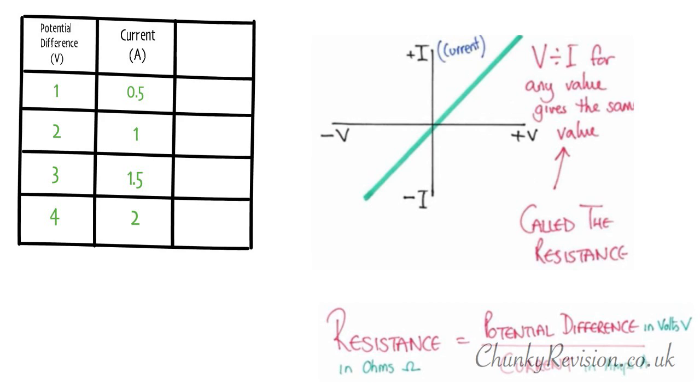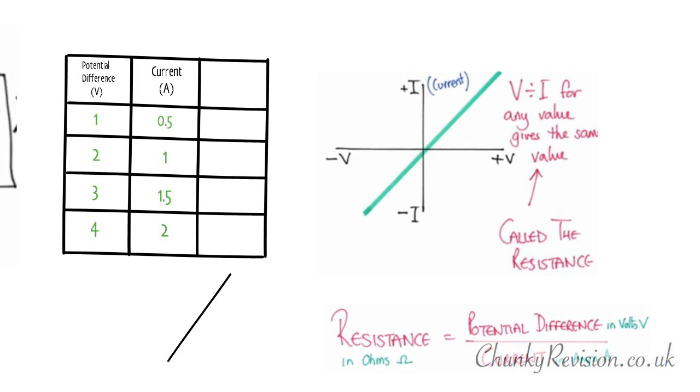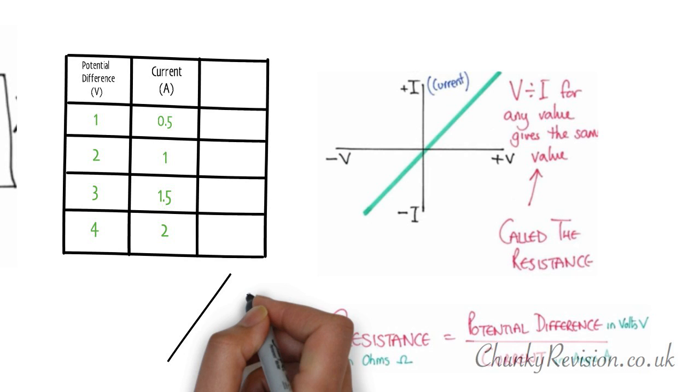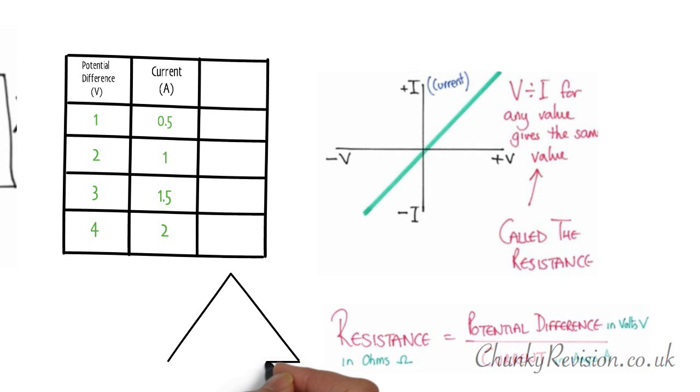The link between current and potential difference can be written as a formula. Resistance equals potential difference divided by current. If you divide the potential difference by the current, you will always get the same value for that component. This value is called the resistance. If you measure the current in amps and the potential difference in volts, then the resistance will be in ohms. This is the formula for Ohm's law. It can be represented in a triangle, and you need to learn this triangle.